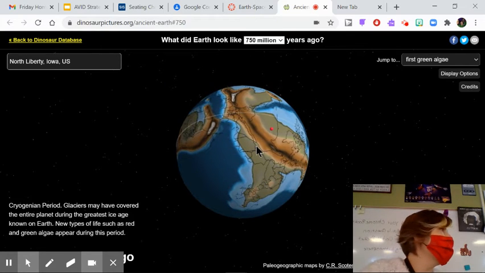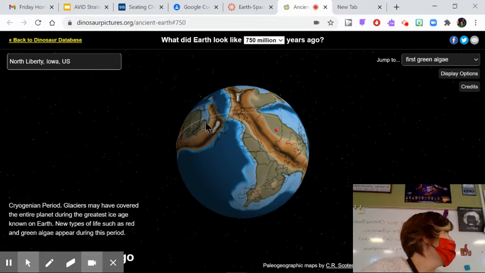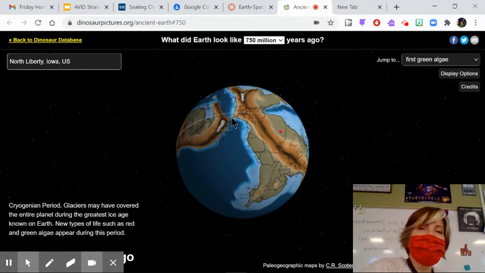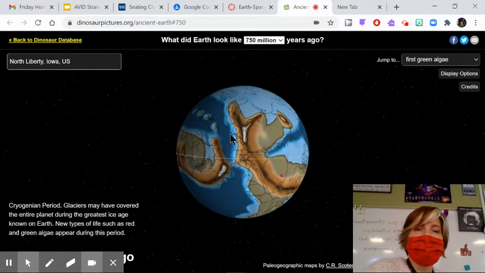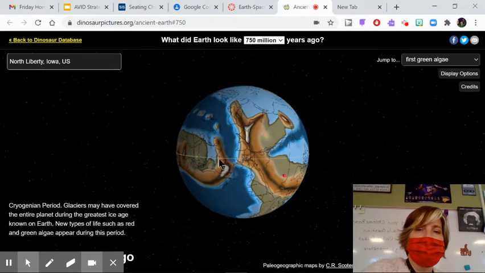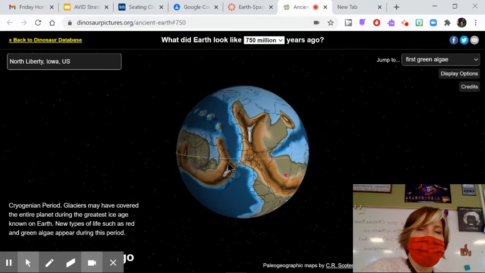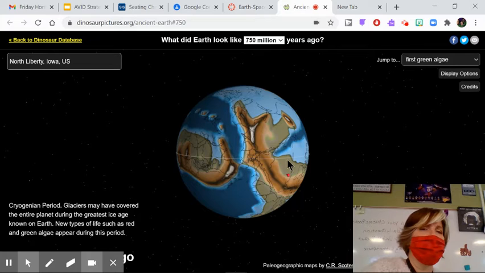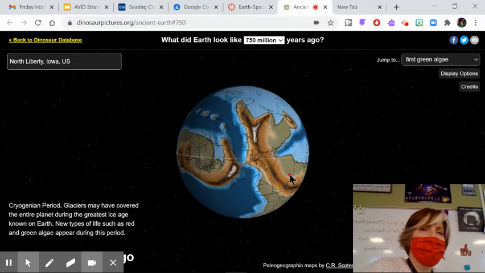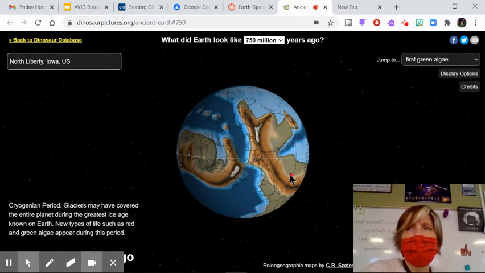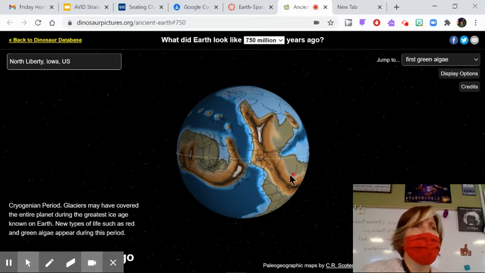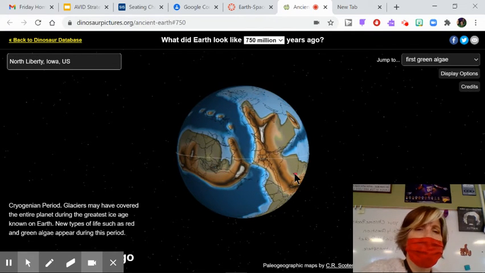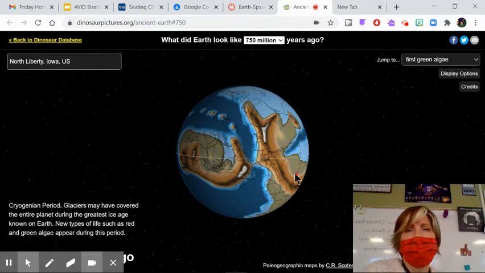Now we see it better because we don't have the clouds in the way. Notice I can see the equator. I'm going to go ahead and tilt my planet down so that the equator is where I'm used to it, right there in the middle. At this point, we're pretty close to the equator. So 750 million years ago, I'm assuming that our location was probably much warmer than it is today. We probably did not have snow on the ground.